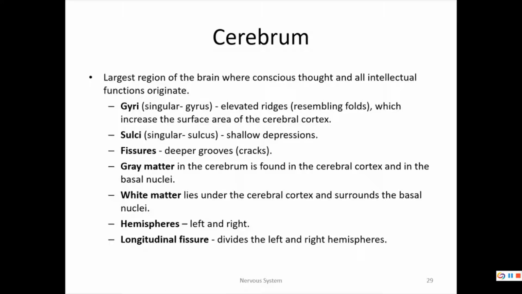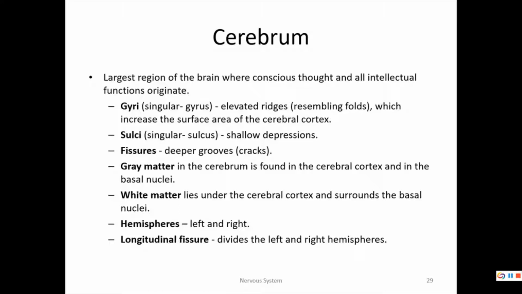The basal nuclei of the brain are going to be associated with things like your lenticular nucleus. They're deeper nuclei, and they're integral to the functionality of the brain as well. Now, white matter is either going to be under the cerebral cortex or surrounding the basal nuclei, like the internal and external capsule associated with the lenticular nucleus.